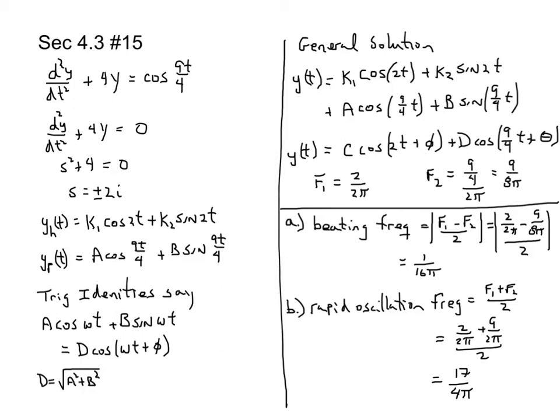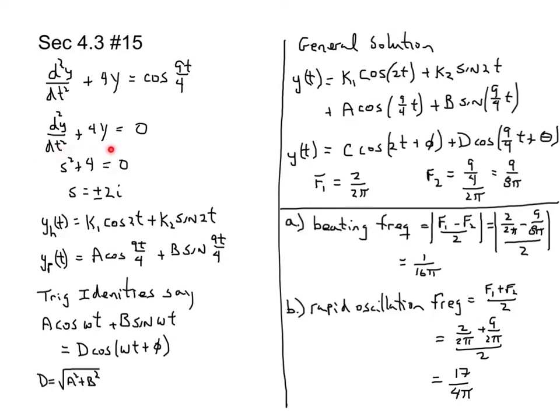This is section 4.3, number 15. We're given a second order differential equation with no damping, and we're given a forcing function of cosine 9t over 4.